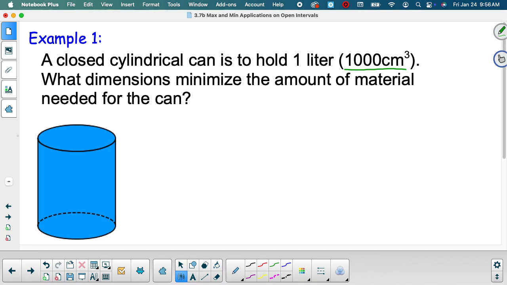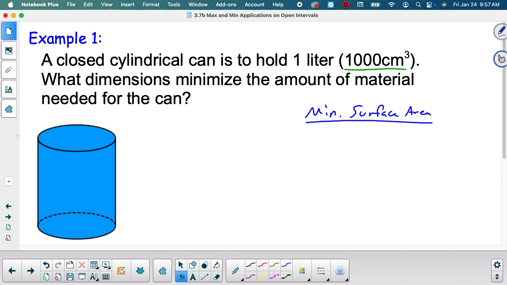So jot it down. Let's talk our way through this and see where we get to. Like closed intervals, the process is going to be the same. Number one here, I want to ask myself, what is it I'm trying to max or minimize? Well, I'm trying to minimize the material needed for the can. That's really like saying I want to minimize my surface area.